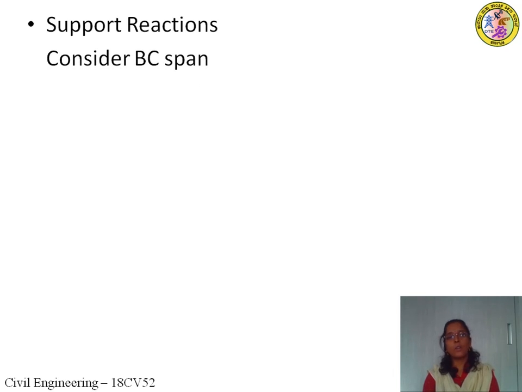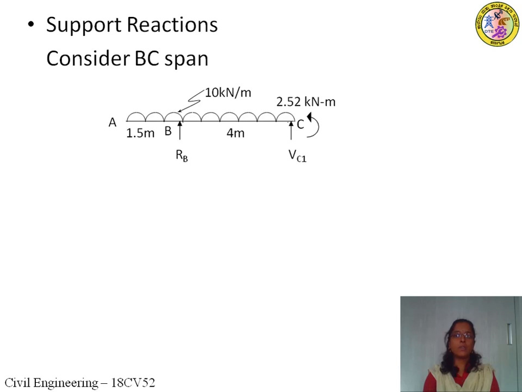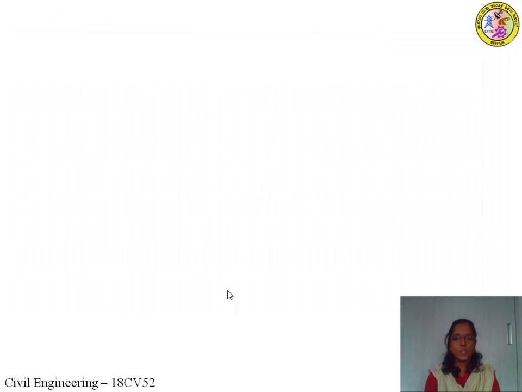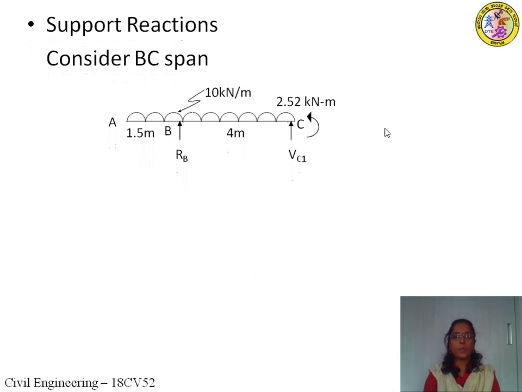Consider each span separately. So let's first consider BC span with the overhanging portion. Okay, so ABC is overhanging. AB is the overhanging portion, and total ABC is subjected to UDL of 10 kilonewton per meter. And moment at CB, MCB is minus 2.52. Therefore, it is in anti-clockwise direction. Okay. So using these, we will find the support reactions by applying sigma Fy equal to 0.